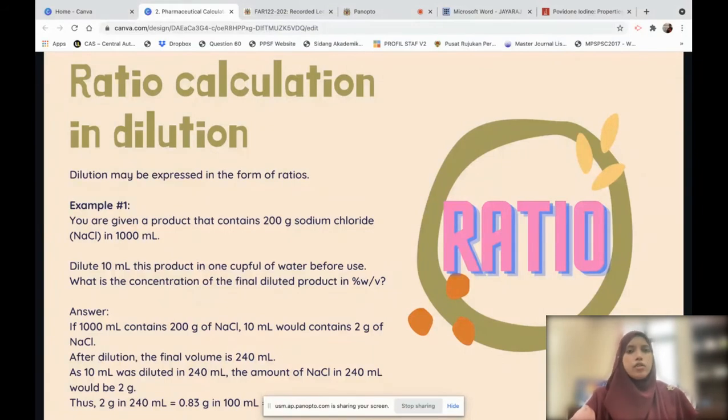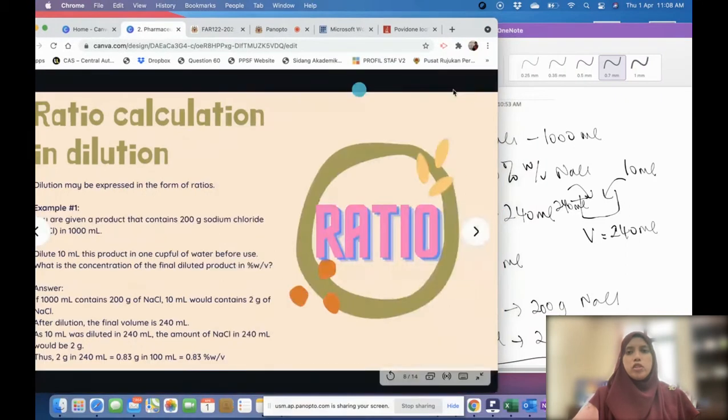Let's say you are given a product that contains 200 grams of sodium chloride, NaCl, in 1000 ml. You would tell the patient to dilute 10 ml of this product in 1 cupful of water. I think by now you remember how much is 1 cupful. 1 cupful means 240 ml of water. So to dilute 10 ml of this product in 1 cupful of water before use, the question asks: what is the concentration of the final diluted product in percent W over V? Okay, now, let me show you.